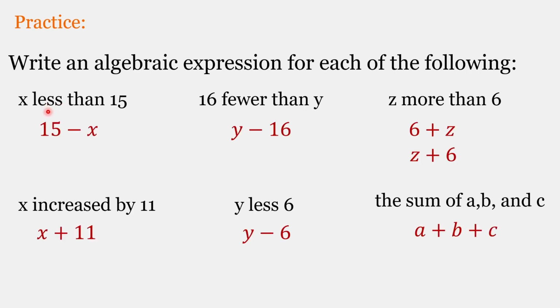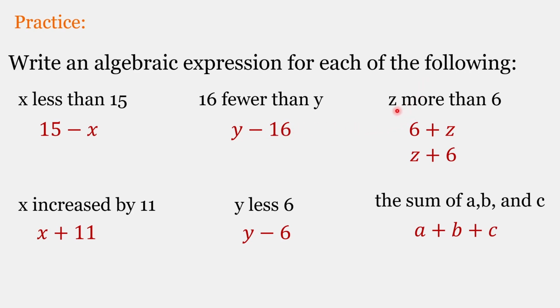For number 1, we had X less than 15. So we're going to start with 15, and we're going to subtract X from it. And we end up with 15 minus X. Very similar to the first one, we have 16 fewer than Y. So we start with that Y, and then we subtract 16 from it.